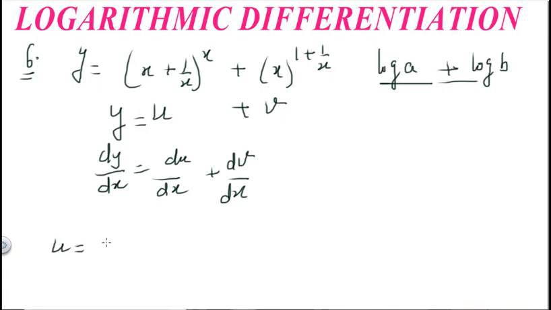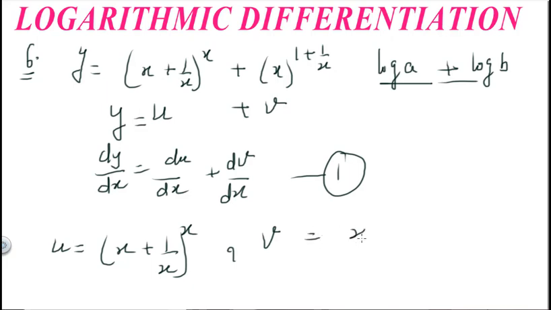So what is u here for you? u is (x + 1/x)^x. Let us name this as equation 1. And what is v for you? v is x^(1 + 1/x). Clear? So I will just solve for u.